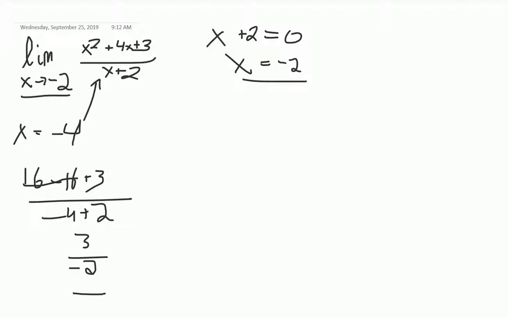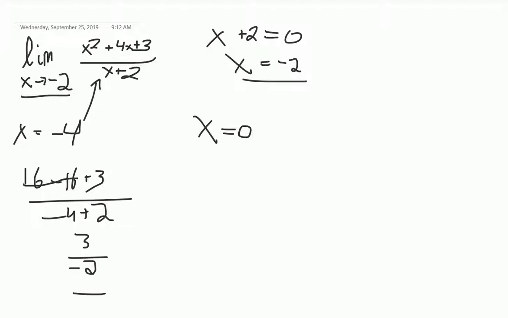Now let's do from the right hand side. Anything that's greater than negative 2. An easy one is 0. Always do 0 for whichever one of your limits it is. Whether it's right or left, it depends on what your asymptote is. Always have a 0 in there. It makes your algebra so easy.